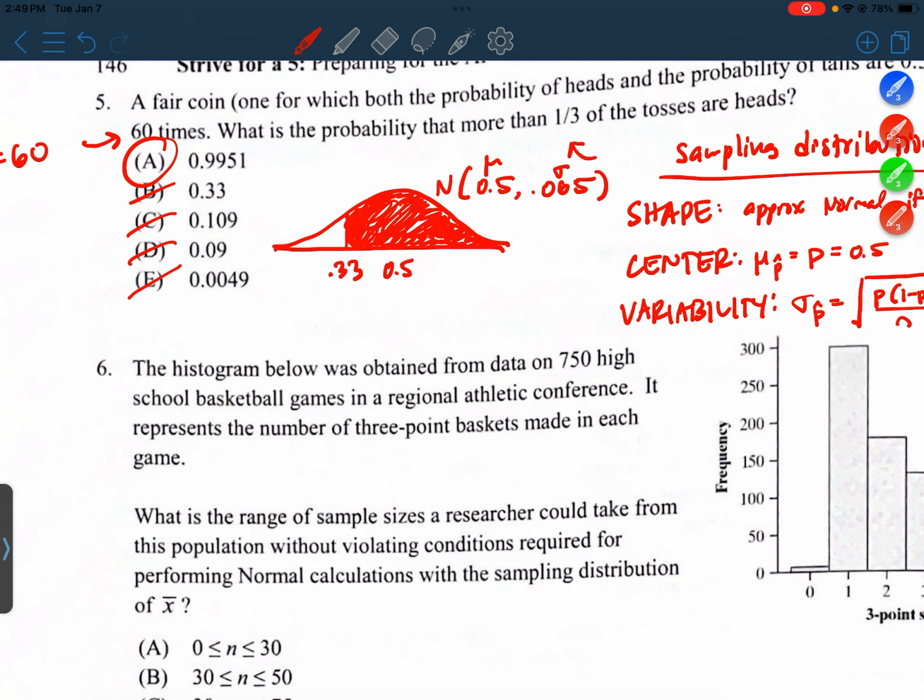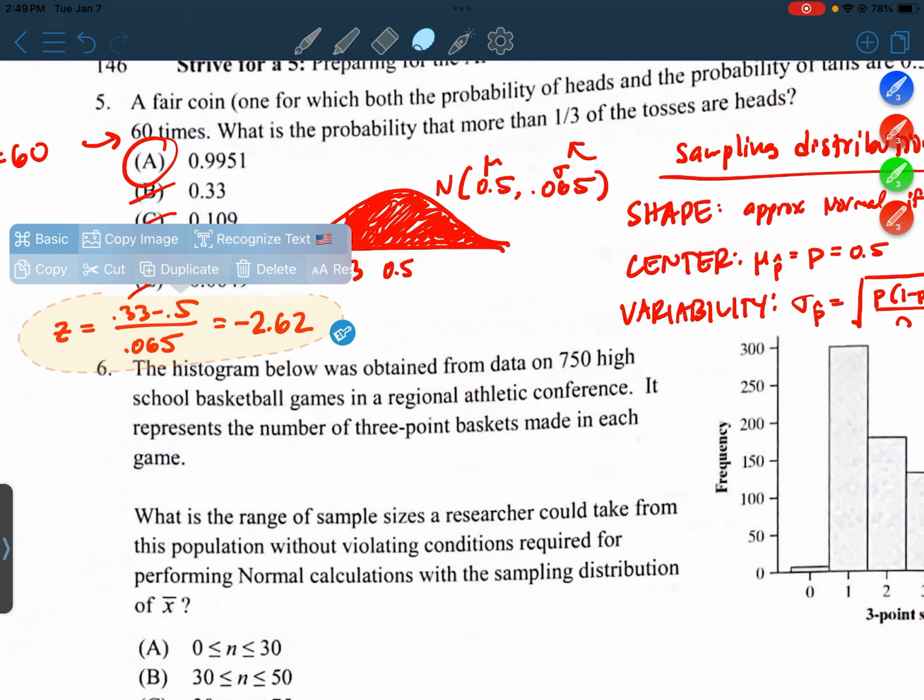Since this is a normal distribution, we're going to standardize our boundary value. So 0.33 minus 0.5, divided by 0.065, and that's going to give us approximately, I made a mistake on the calculator, let's try that again. 0.33 minus 0.5 divided by 0.065. Negative 2.61 or 62, I'll round it. Negative 2.62.